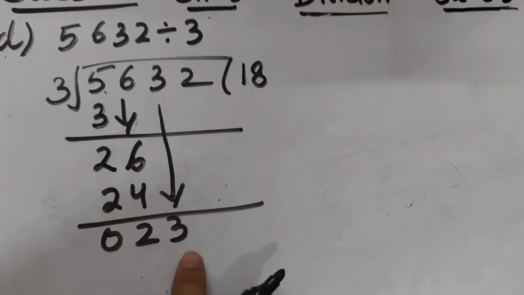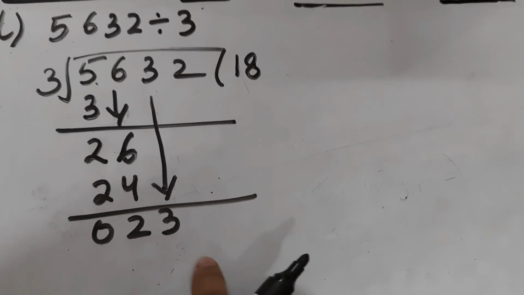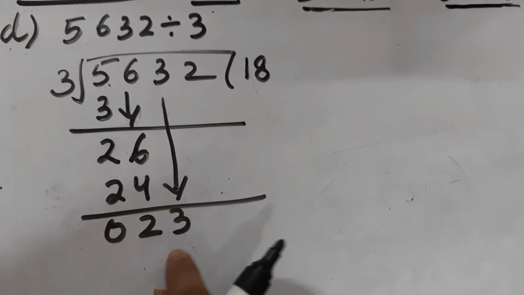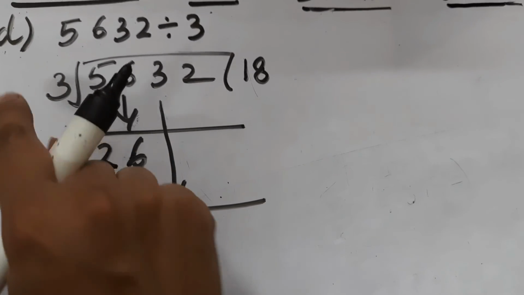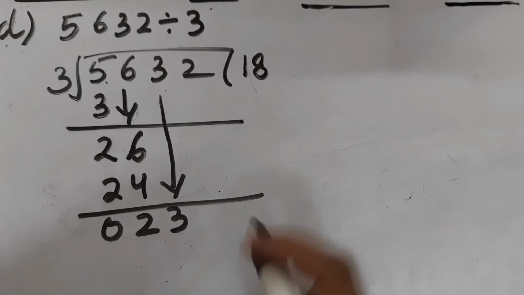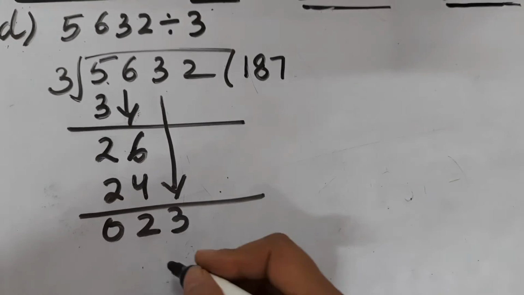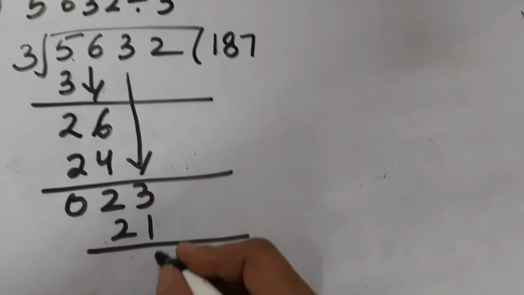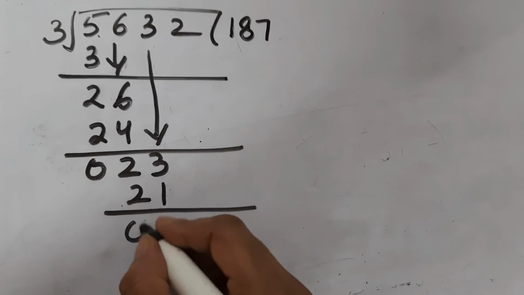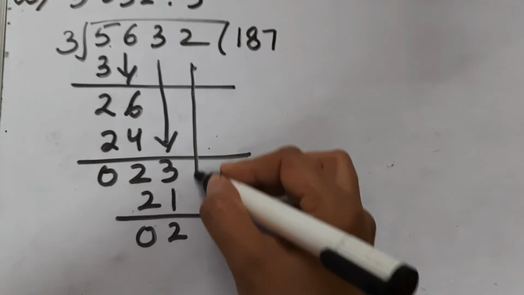Does 23 come in the table of 3? No. So we will take a number that is just smaller than 23 and comes in the table of 3. That is 21. 3 sevens are 21. Okay. Now 3 minus 1 is 2 and 2 minus 2 is 0, and bring this 2 down.